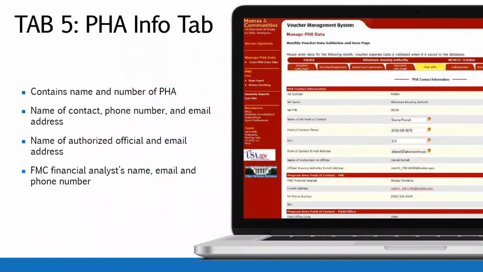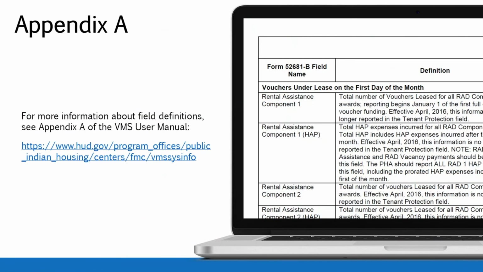We have the Housing Authority information, which contains the name and number of the PHA. Appendix A of the VMS user manual provides detailed descriptions on what is entered in each field of the VMS.